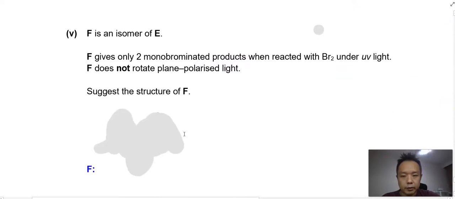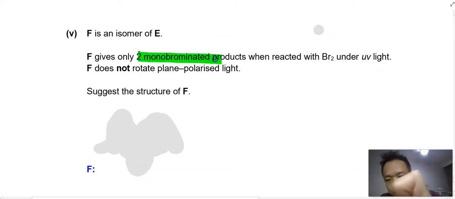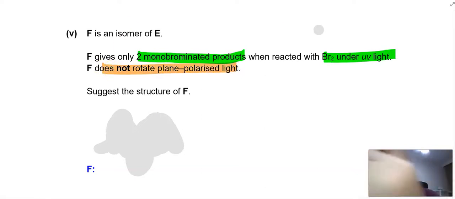Now, F is an isomer of E. F only gives 2 monobrominated products when reacted with bromine under UV light, and F does not rotate plane-polarised light. So suggest the structure of F. So first of all, let's analyze this question. 2 monobrominated products when reacted with bromine is free radical substitution, and it does not rotate light, which means it's not optically active.